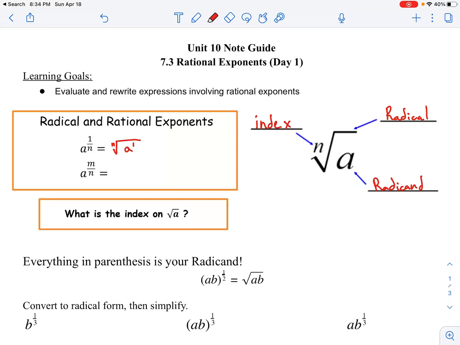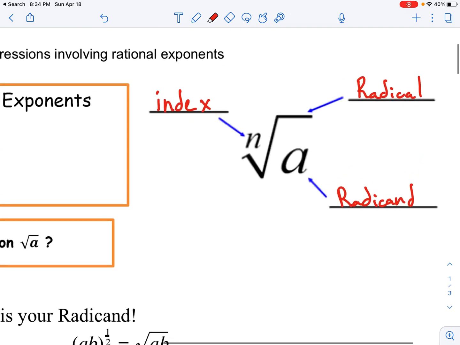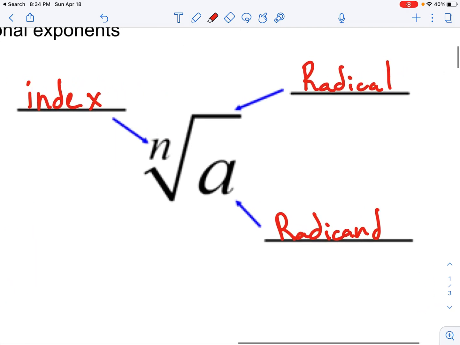This is Unit 10, Rational Exponents, Day 1. Before we get started, I just want to talk a little bit about some vocabulary words that I'm going to be saying quite a bit throughout this video.